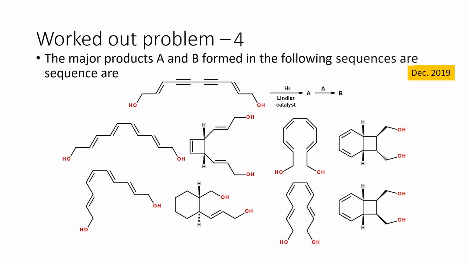The major products A and B formed in the reaction, as we have a couple of alkynic bonds given here. Here also we have allylic alcohol type hydroxy units. We are going to reduce that with hydrogen in the presence of Lindlar catalyst. That leads to product A, and this on heating gives product B. This question was asked in December 2019, and various combinations are given. What are all the different products that will be formed?